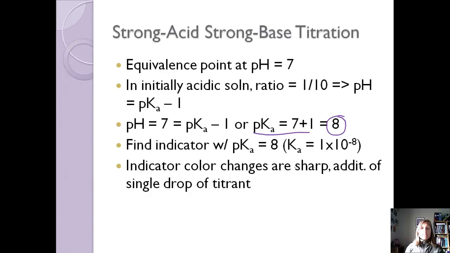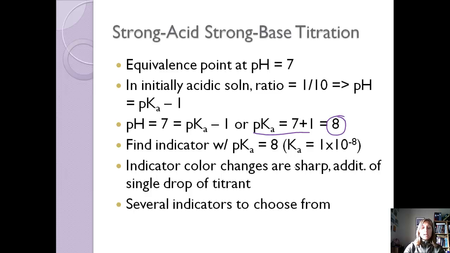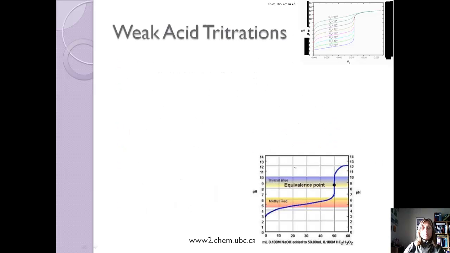For strong acid, strong base titrations, indicator color changes are going to be very sharp, so it only takes the addition of just a single drop of titrant to get that color change. So you've got to be really careful when you're doing a titration. Okay, and because it's so sharp, this also gives you several indicators that you can choose from, which is actually a good thing.